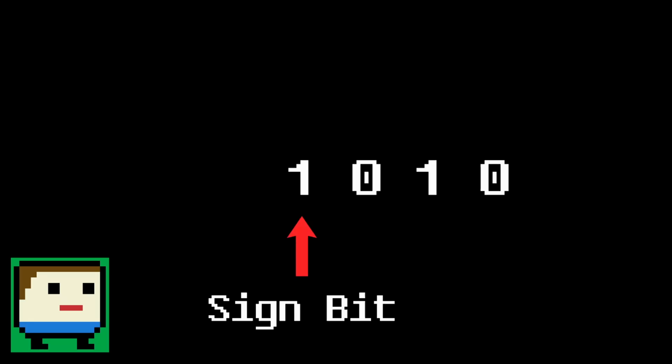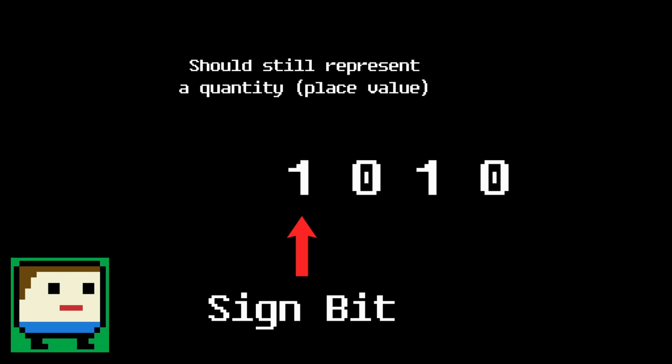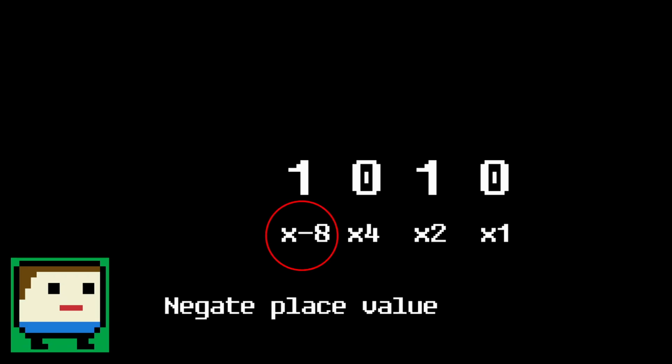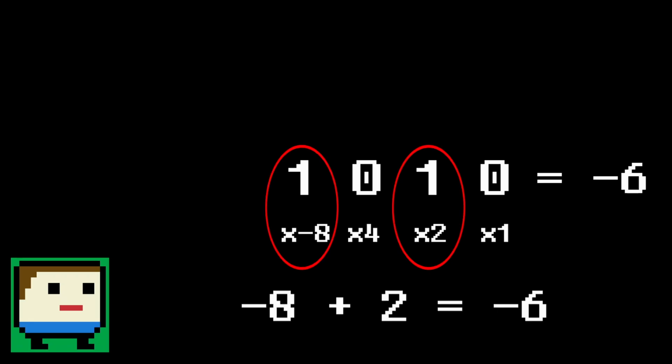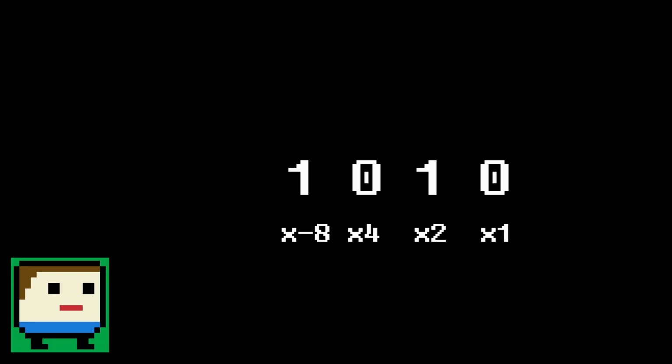We want to introduce a sign bit to allow for negative numbers, but we also want it to retain its quantitative nature to keep addition possible. A better approach is to instead negate the magnitude of the place value represented by the sign bit. So here, the sign bit, which is normally the 8th place, is now the negative 8th place. If this bit is 1, we subtract 8 from the total value of the number instead of add. For example, the number 1010 would be negative 6, because negative 8 plus 2 is negative 6. Since each bit still represents a quantity, addition should work just fine.